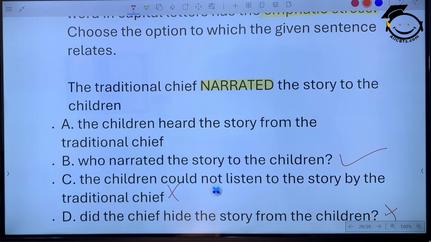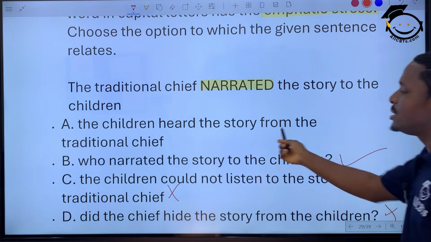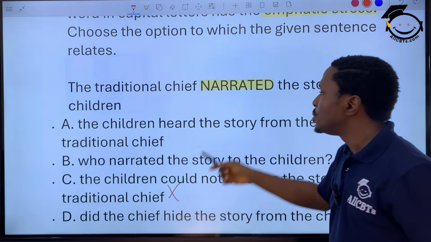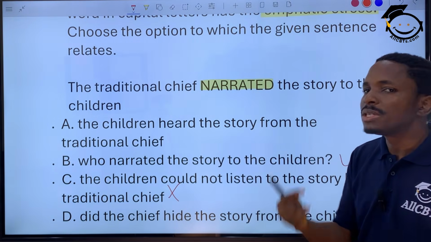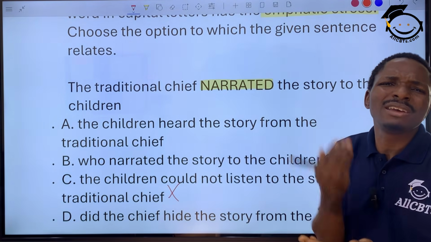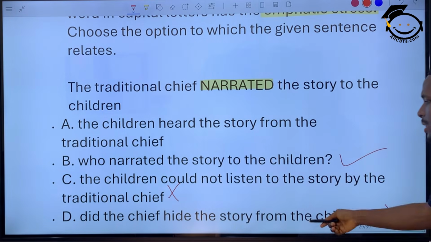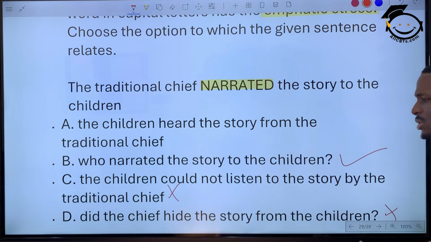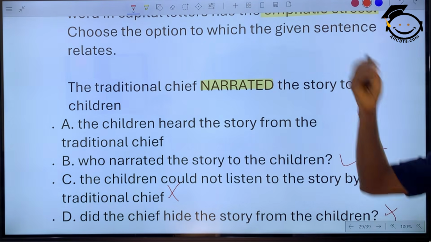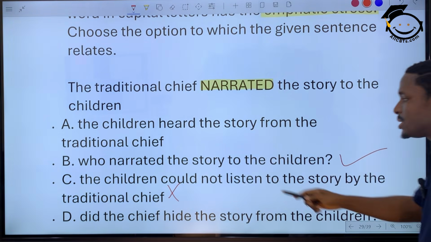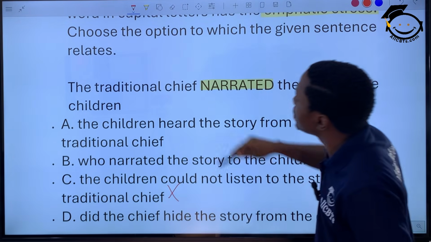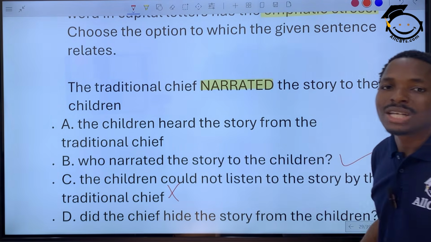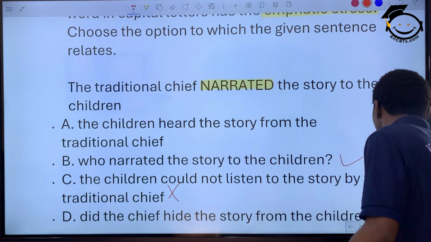The children heard the story from the traditional chief. This does not, in fact, even correlate or connect to narrated or narration. Doesn't talk on that emphasis. And this one, did the chief hide the story? We're not talking about if there was a story hid. We are asking who told the children the story? So this is the only one that sheds light on the narration or the narrated, which has the emphatic stress.